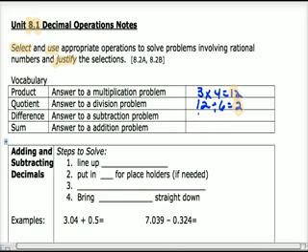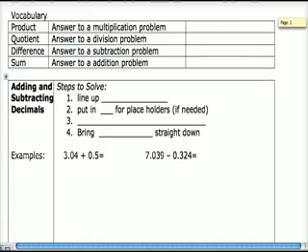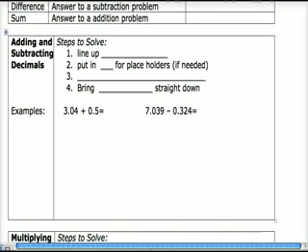Difference, answer to a subtraction problem. 4 minus 1 is 3. So our difference is 3. And sum, answer to an addition problem. 3 plus 1 equals 4. So our sum is 4. If you didn't get a chance to write that down, you can come up with your own, or you can restart the video, pause it, write it, do what you need to do.